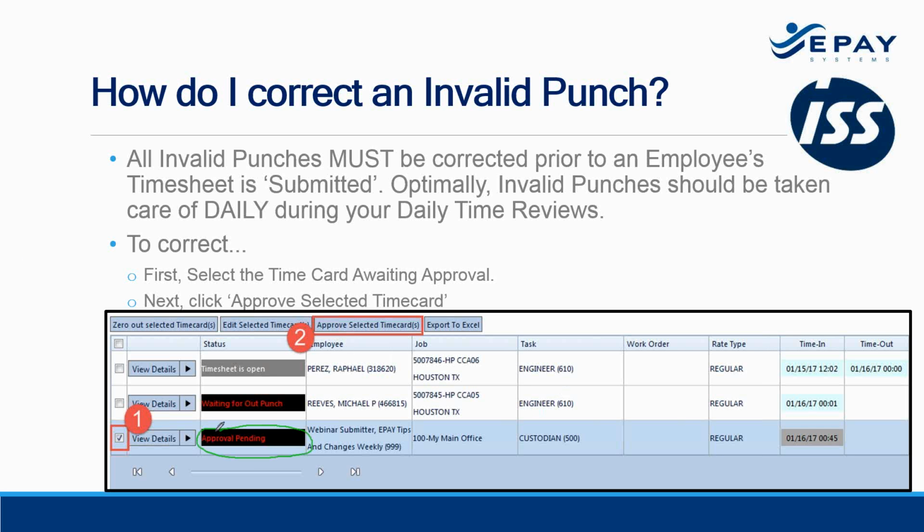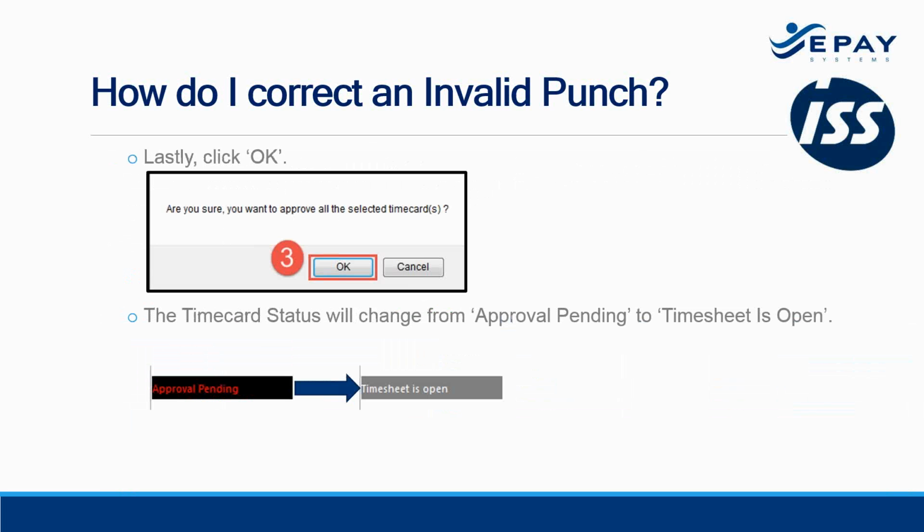So you go to the one that's labeled approval pending. You would check the little checkbox. Then you would click approve selected time cards, and the system will automatically apply that approval to the record. What you will quickly notice is that when you approve the selected time card, the system automatically prompts you to confirm. Of course, you want to say yes. And it's going to change your status from approval pending to timesheet is open, which is exactly what we want.